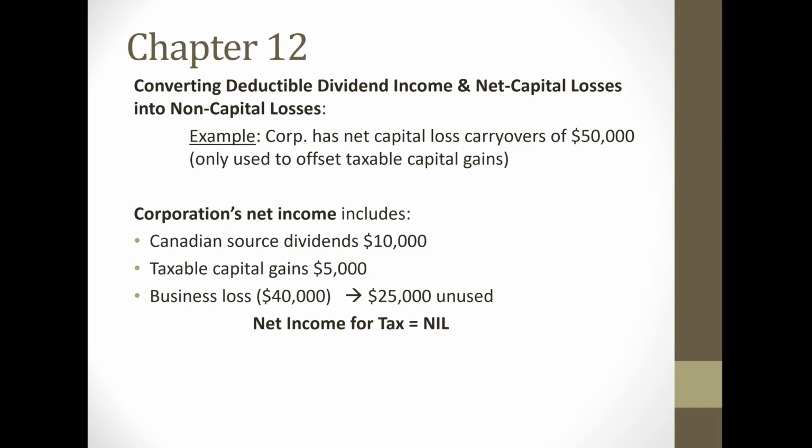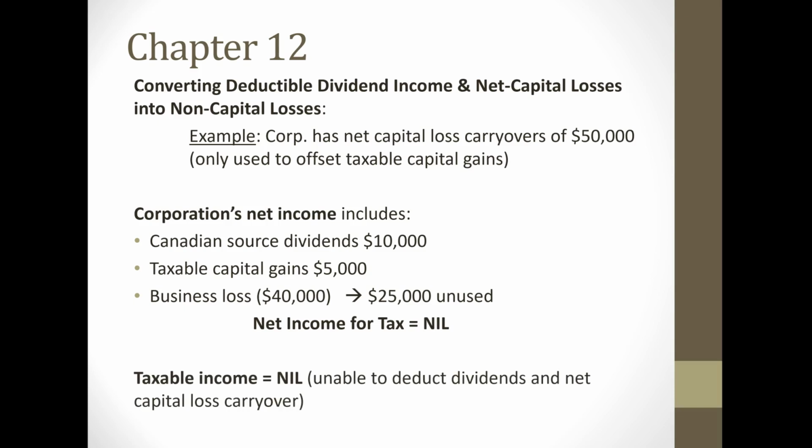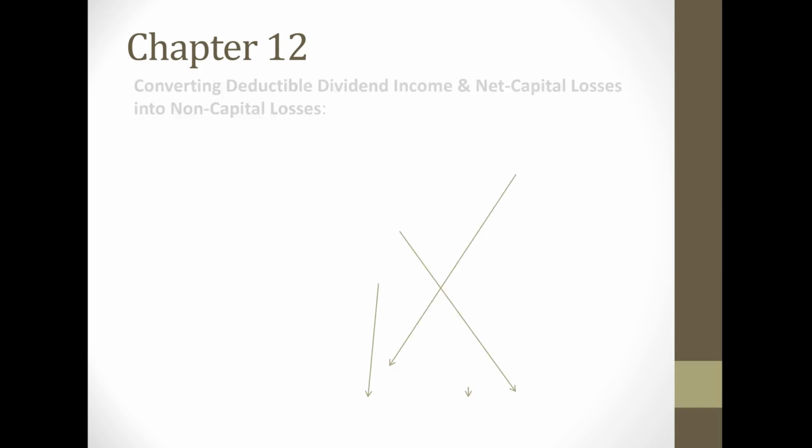Now to get from net income for tax purposes to taxable income, we can make those deductions for Canadian source dividends, for donations, and also loss carryovers. But because this corporation already has net income for tax of 0, it cannot deduct the Canadian source dividends of $10,000, and it cannot deduct the net capital loss carryovers of $5,000 to offset the $5,000 taxable capital gains. So the taxable income will also be 0, because you cannot have negative amounts. So this seems unfair for this corporation. So let's move on to the next slide, and let's just recap what we know.